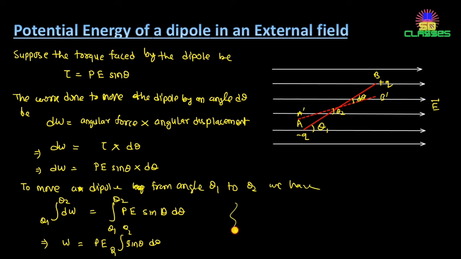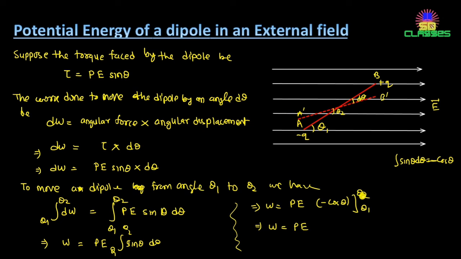Okay, so now sine theta d theta. Integration of sine theta d theta is equal to minus cos theta. So here we can write W is equal to pE times minus cos theta, going from theta 1 to theta 2.